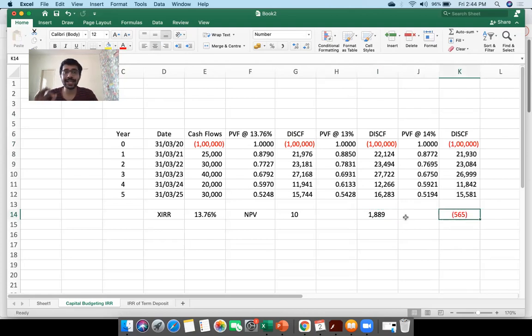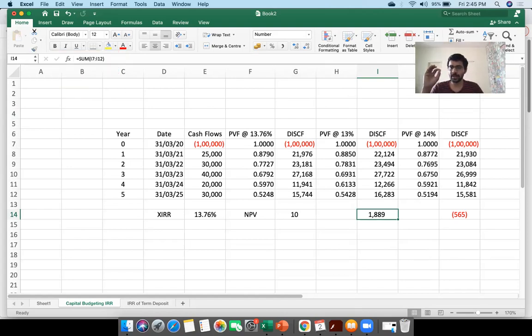Over here, it's slightly negative. So at 13%, the NPV is slightly positive, and at 14%, it's slightly negative. Through interpolation, you can basically find out the discount rate at which NPV is going to be zero, right? Because you have a range of minus 565 to 1,889. You now need a discount factor which would ensure that the NPV is actually zero, and that discount factor is nothing but 13.76%.